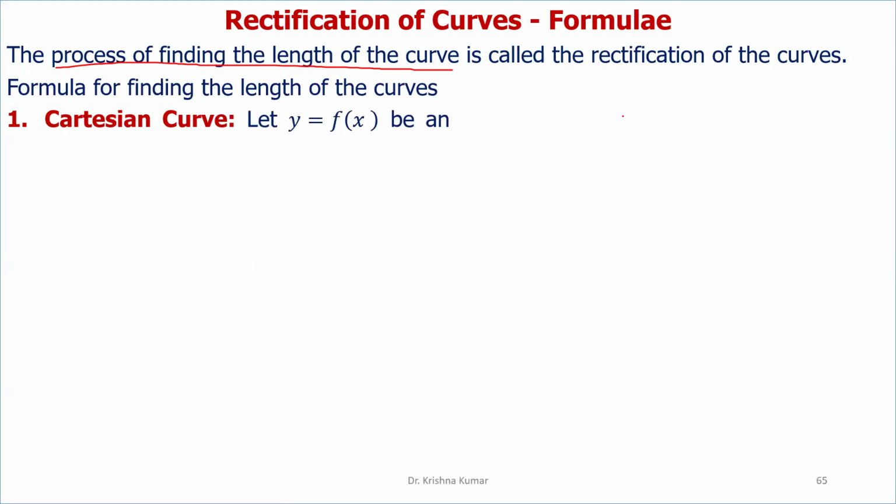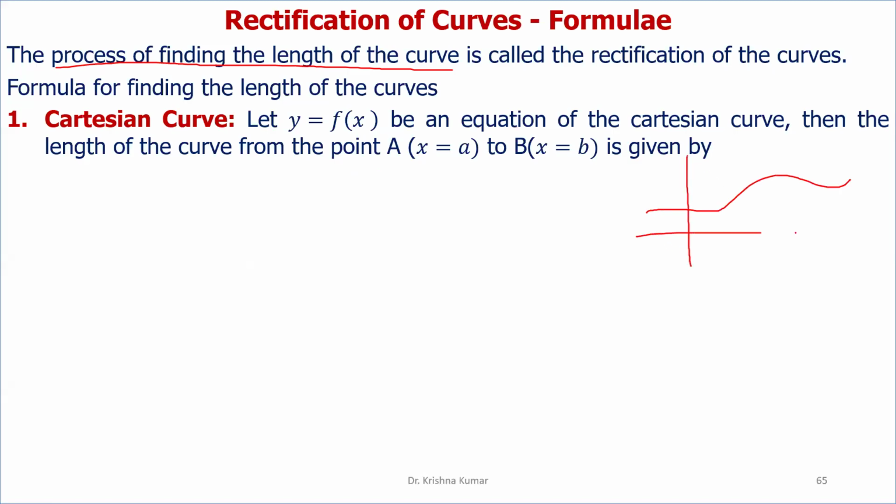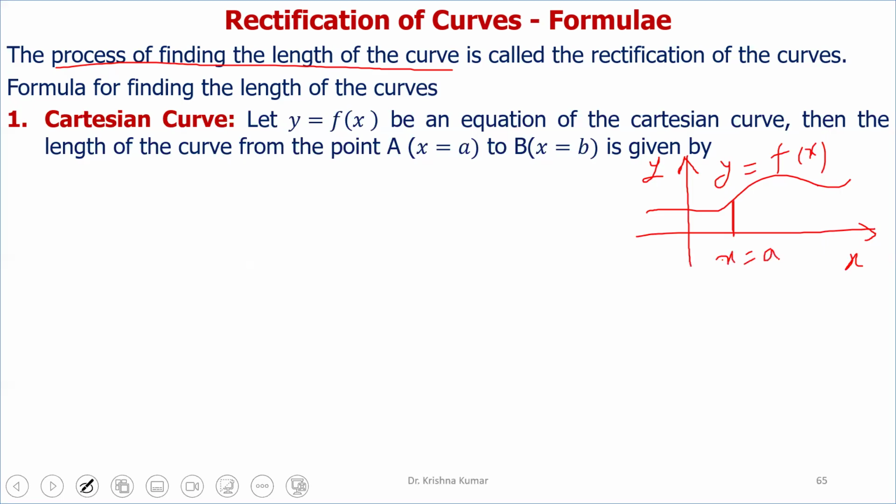Let y equal to f(x) be an equation of the Cartesian curve. Then the length of the curve from the point x equal to a to x equal to b is given by, for example, this is the curve, this is the x-axis, this is the y-axis. This is the curve y equal to f(x). For x equal to a to x equal to b, we want to find the length of the curve from this point to this point.